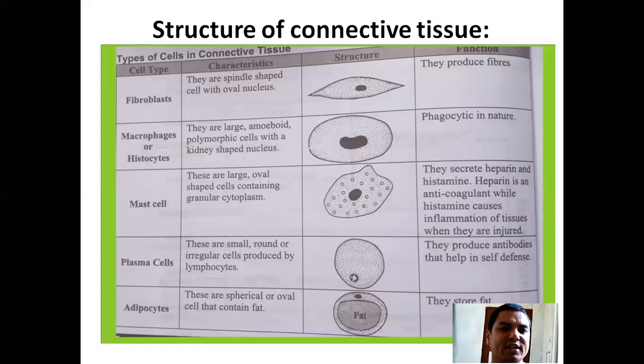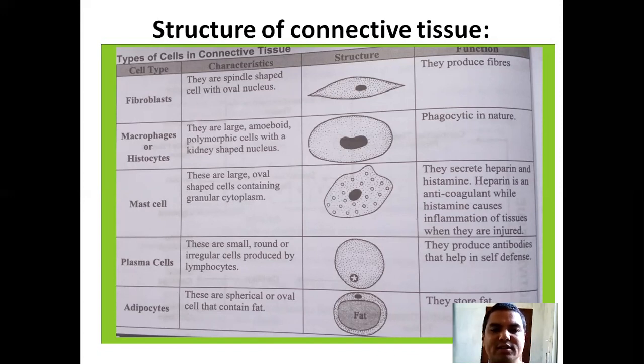Let's hear about the cells. There are five types of cell in connective tissue: fibroblast, macrophages, mast cell, plasma cell, and adipocytes. Fibrocyte is spindle shaped. You can see the structure. Macrophage is amoeboid shaped. Mast cell is large oval shaped. Plasma cell is round and small. Adipocytes are spherical in structure.